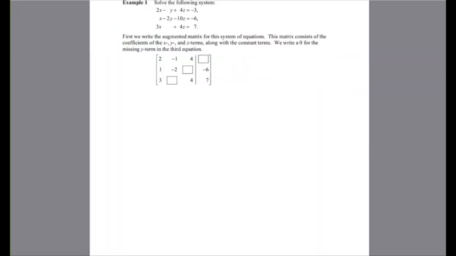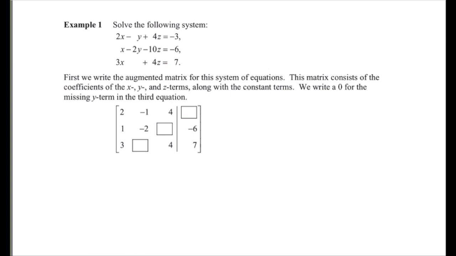Let's look at our first example here. It's asking us to solve the system of equations. We've got 2x minus y plus 4z is negative 3. x minus 2y minus 10z is negative 6. And 3x plus 4z is equal to 7.